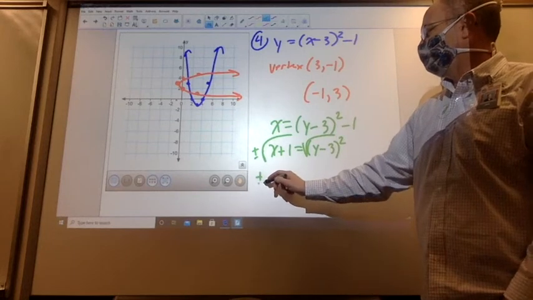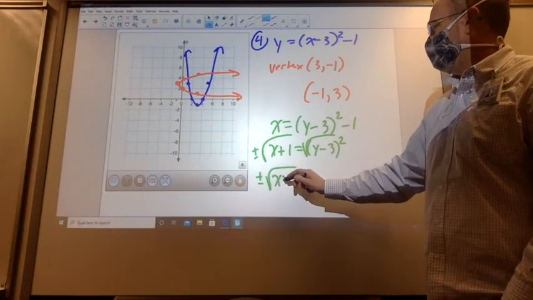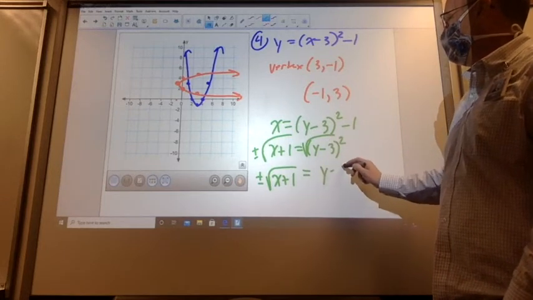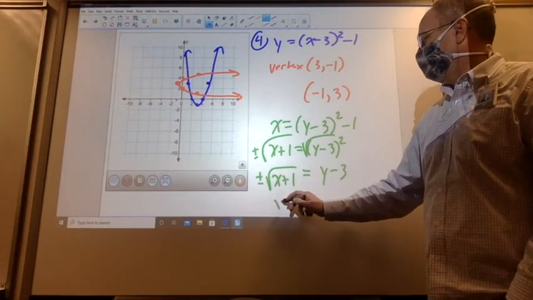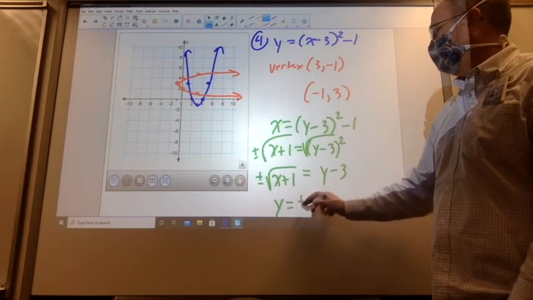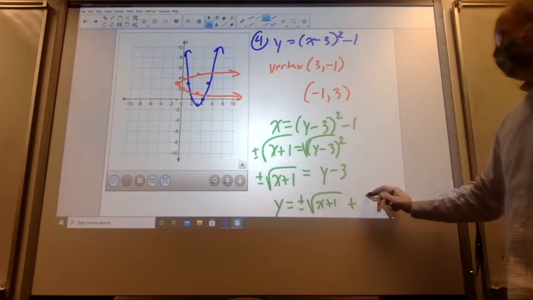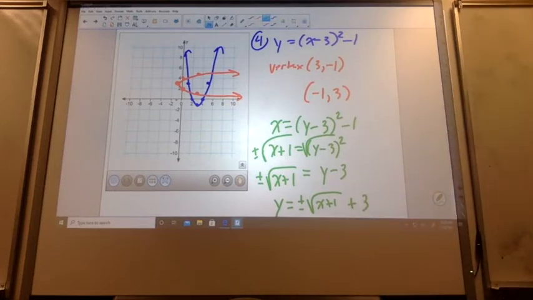You're like, dude, what are you doing? Well, I'm going to show you. That's going to give me y minus 3, which is going to be y equal to plus or minus the square root of x plus 1, plus 3. And that's actually what that sideways parabola looks like. That's actually something called a parametric equation when you do it that way.